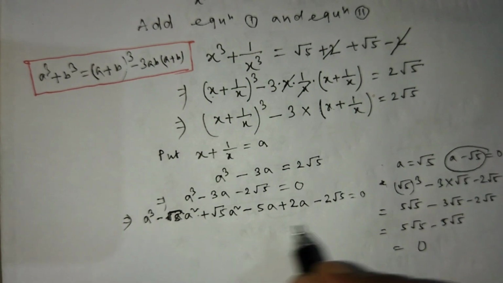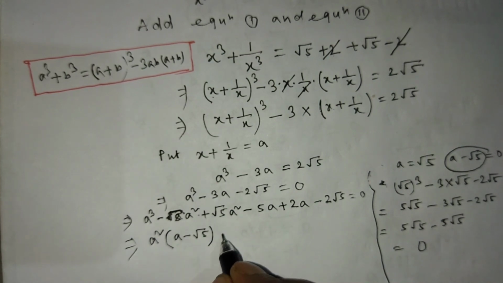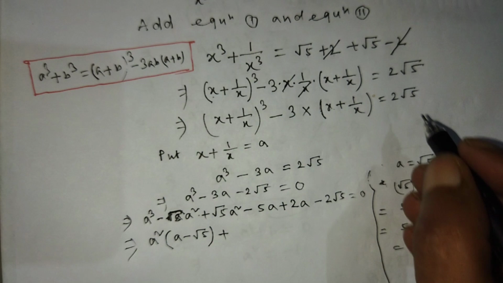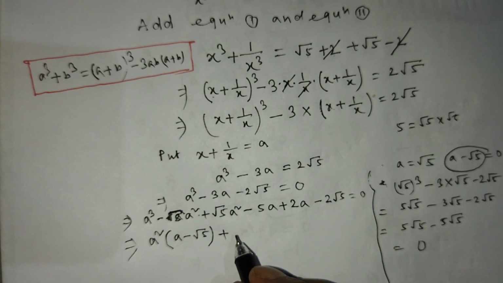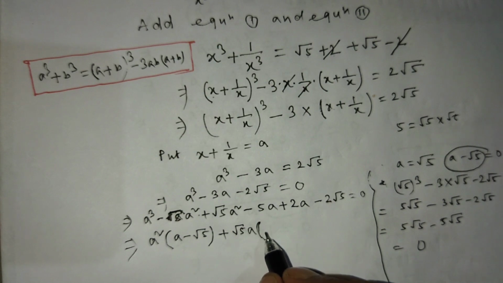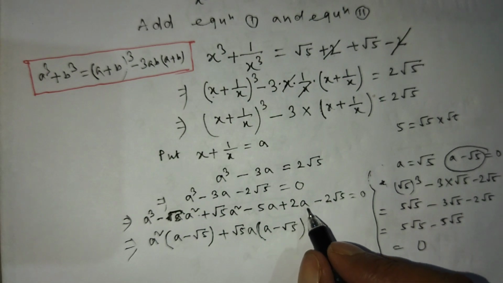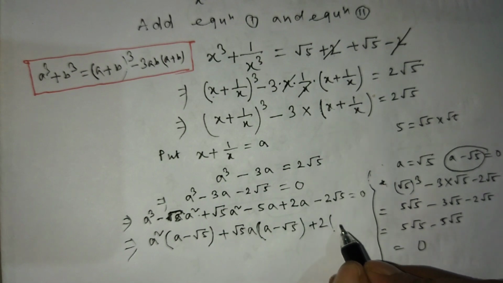So student, if you take common a square, then we have to write inside this bracket a minus root 5 plus, here is root 5 a square minus 5 a square. 5 means, my dear student, root 5 into root 5. Okay student. So we have to take common root 5 a, and inside this bracket again we have to write a minus root 5. So here is 2a minus 2 root 5. So we have to take common the digit 2. So we have to write 2 into a minus root 5.